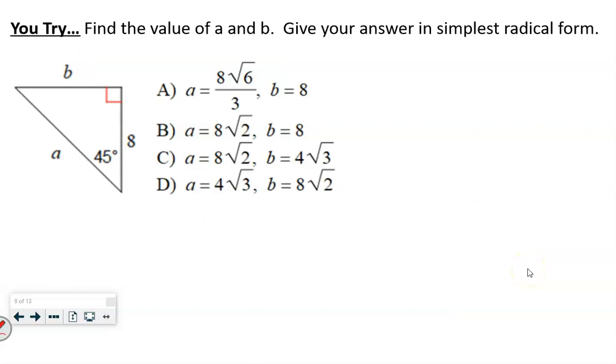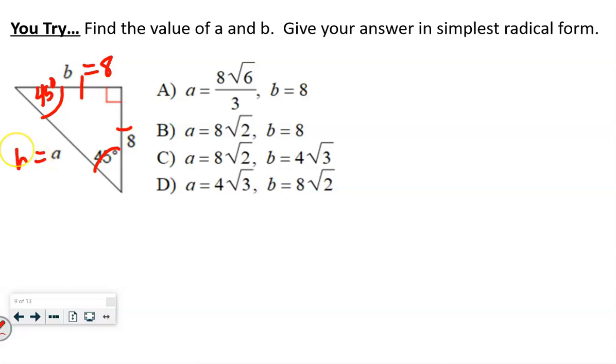So this is your first try. See if you guys can do this and come back to me when you're done. So you should immediately see that this is a 45, 45, 90 triangle, right? Because one of the angles is 45 and it's a right triangle. The other one has to be. So these sides are congruent. So we know that b is equal to 8, right?